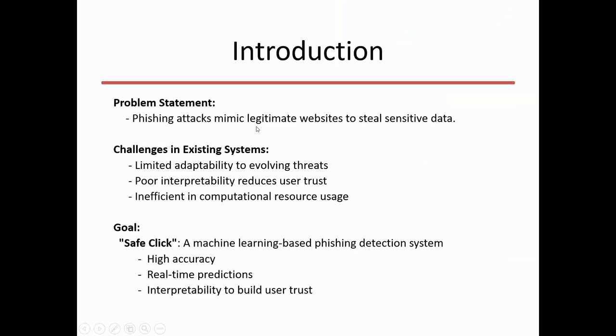Coming to the introduction, let's talk about the problem statement. Phishing attacks mimic legitimate websites to steal sensitive data. Phishing is a very common online attack nowadays, where hackers trick people into sharing private information by creating fake websites that look very real. Coming to the challenges in the existing system: limited adaptability to evolving threats. For example, if a phishing website changes its domain or design, the traditional systems fail to detect it because they depend upon fixed patterns.